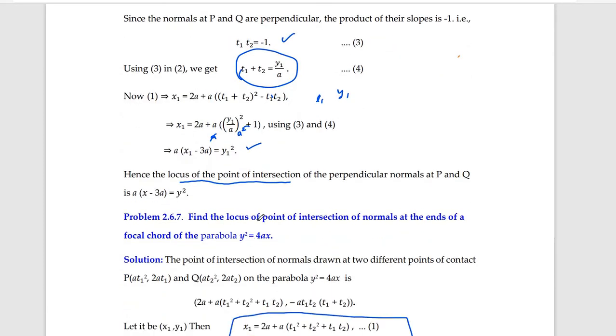Now the next one is: find the locus of the point of intersection of normals at the ends of a focal chord. So here again, the locus of the point of intersection of the normals only.